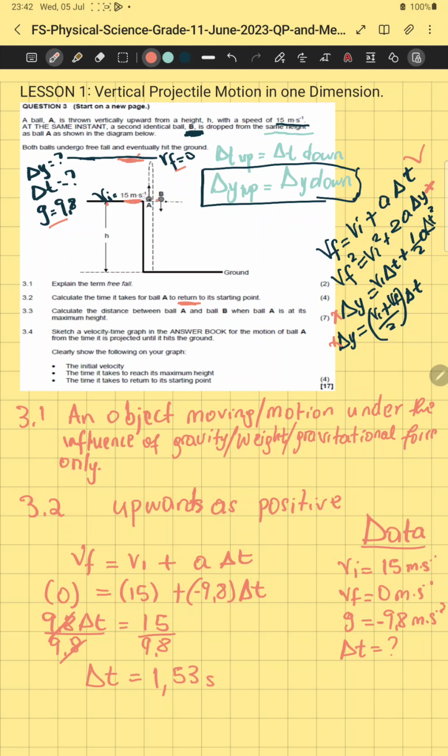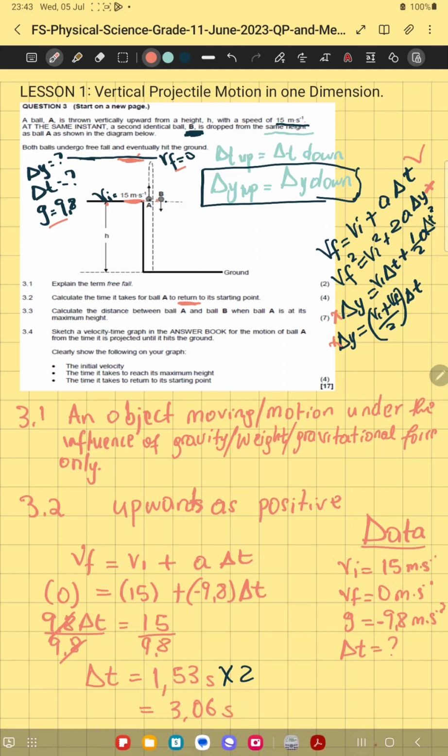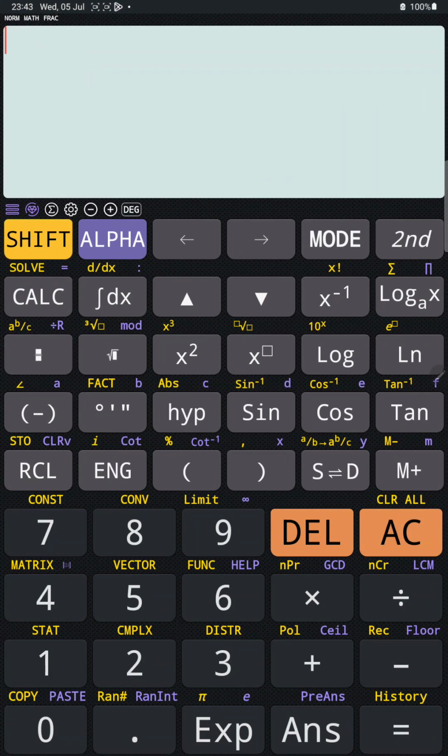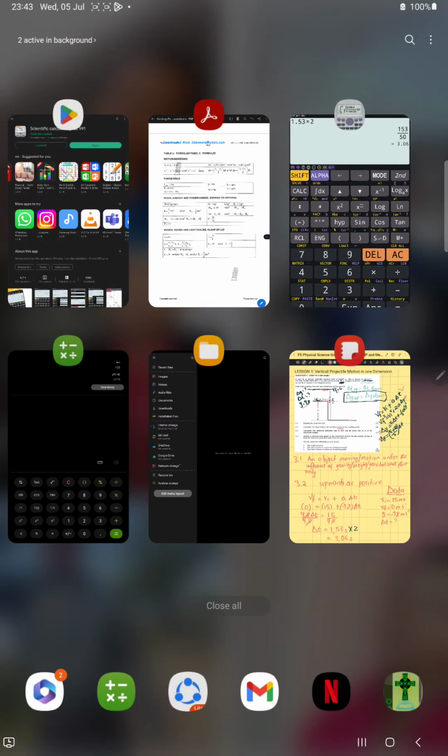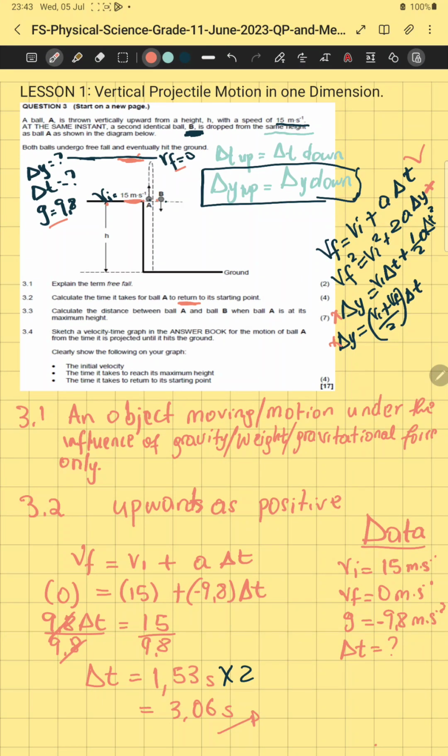But now if you want the time from this point to the maximum and then from the maximum back to its original position, we're going to just multiply this time by 2, because we want to get the return. So finally it should be 3.06 seconds. Let's confirm that on our calculator: 1.53 times 2 is 3.06. Perfect. So this one is 100% correct. This is the answer for the first question.